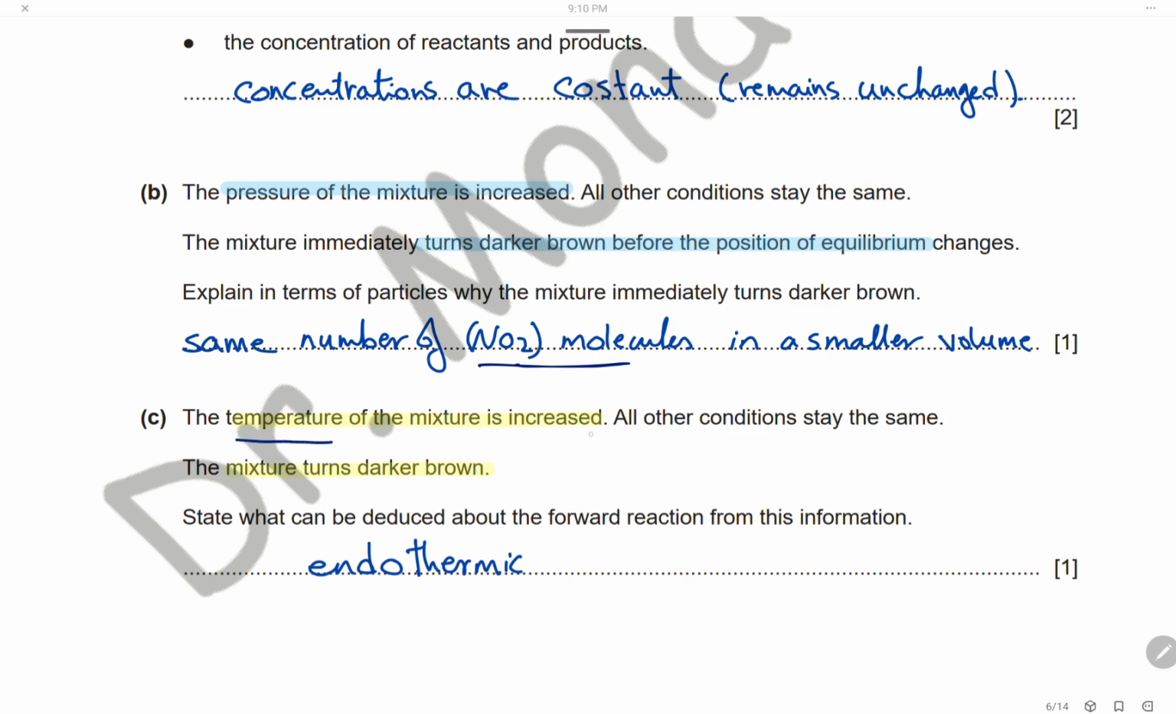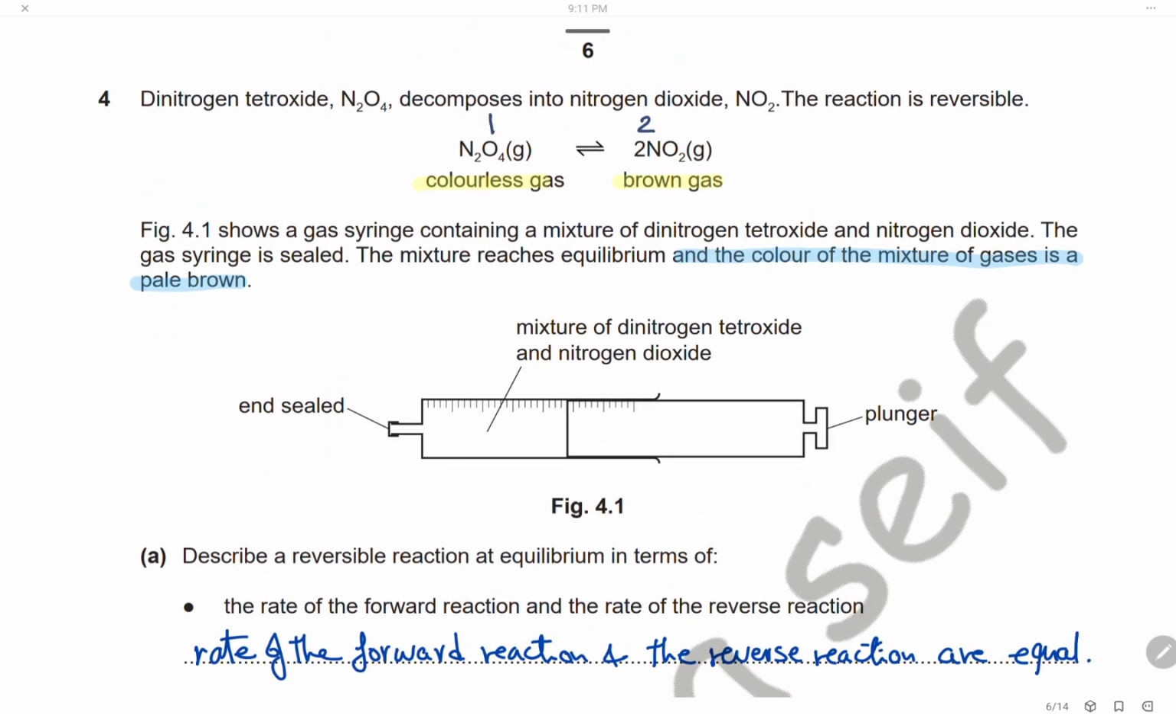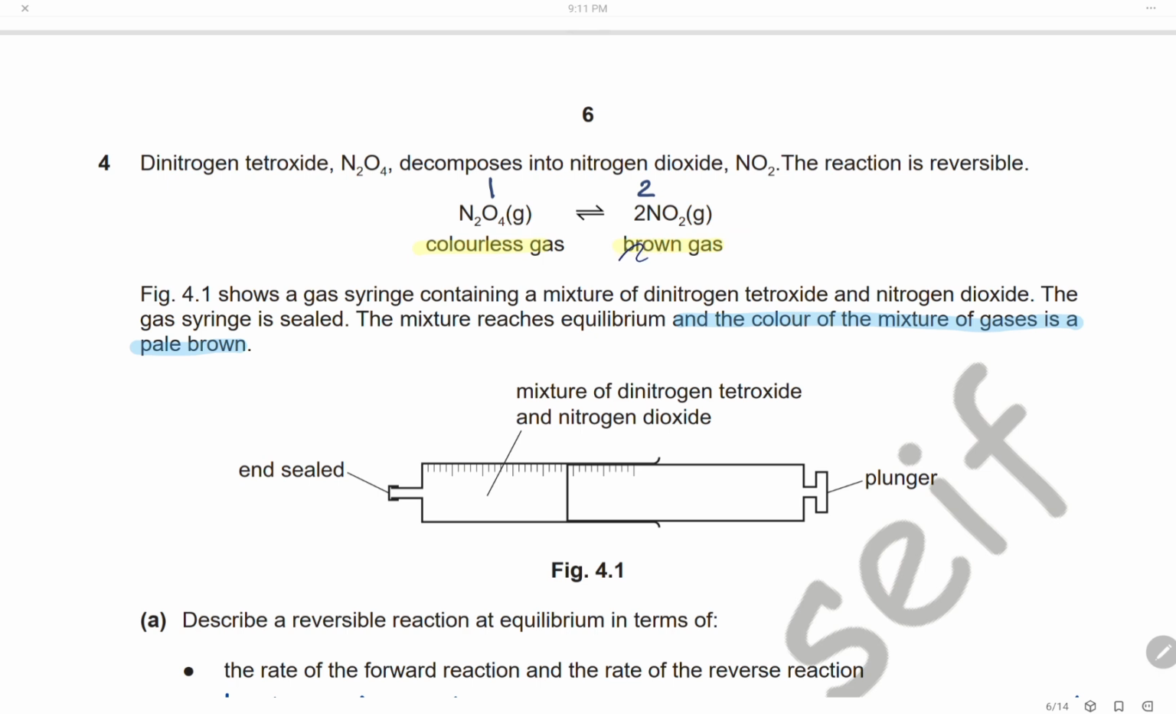The temperature of the mixture is increased, all other conditions stay the same, and the mixture turns darker brown. State what can be deduced about the forward reaction from this information. If we increase the temperature, the mixture turns darker brown. And the darker brown color is the color of nitrogen dioxide, so it is the forward reaction.